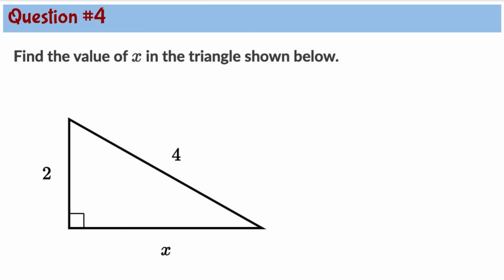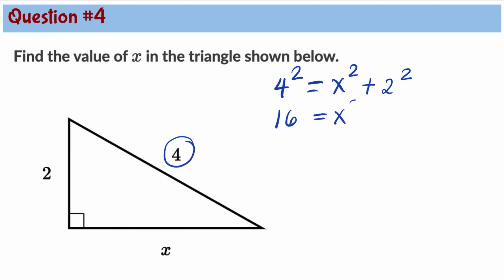Question 4. Find the value of x in the triangle shown below. In this figure, 4 is the hypotenuse. So we have 4 squared is equal to x squared plus 2 squared. 4 squared is 16. We have x squared plus 4. Now we subtract 4 from both sides. Then we have 12 is equal to x squared.